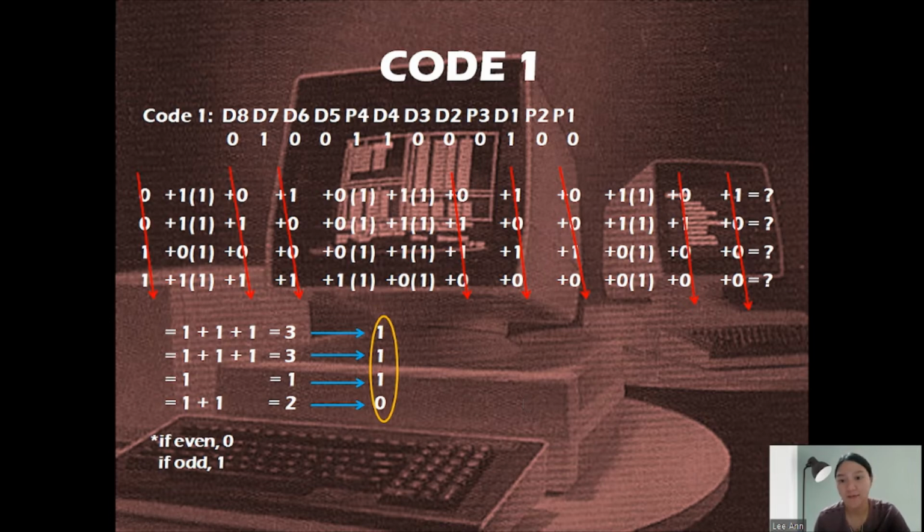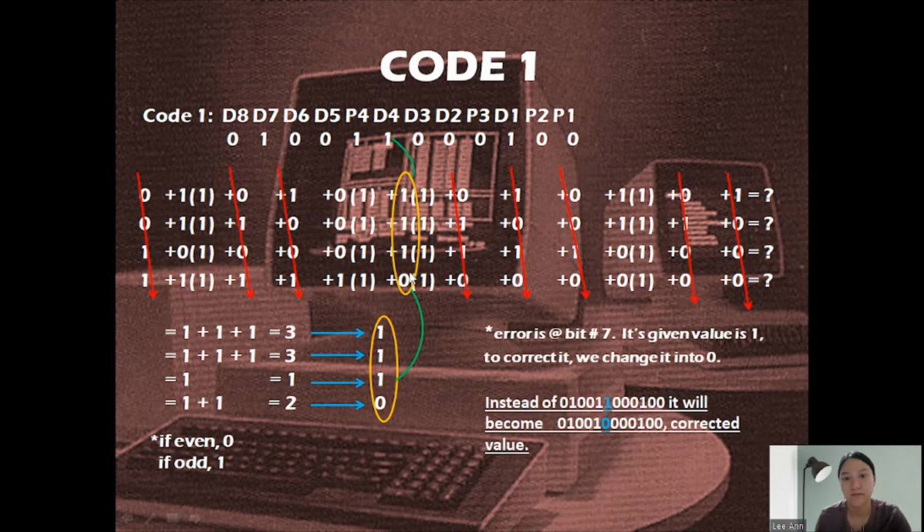So we have here their value, which is 1110. And it means that we have an error in our coding. And the error is here, the 1110, its equivalent, which is the first, second, third, fourth, fifth, sixth, seventh, the 7th bit number. So the error is at bit number 7 and its given value is 1. To correct it, we change this given value into 0.